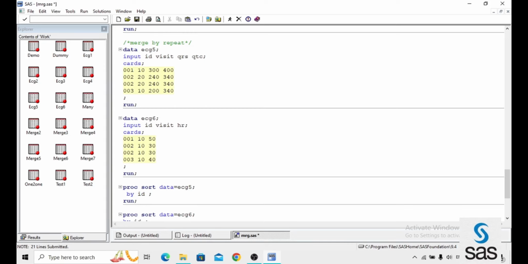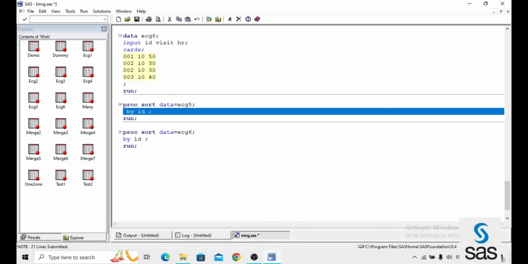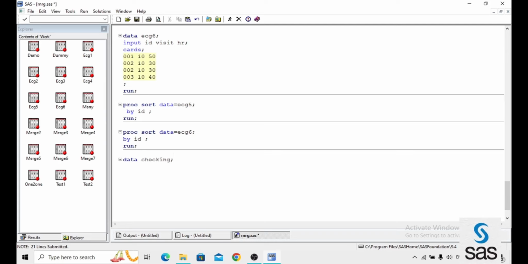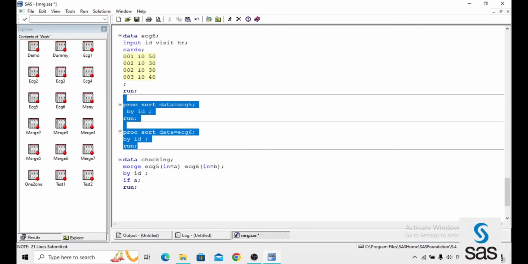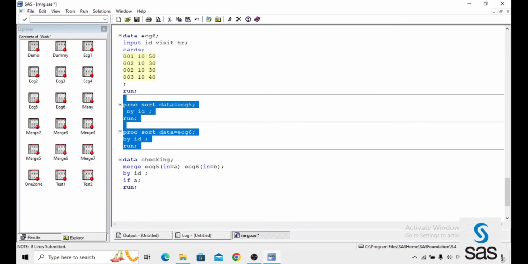Here we have two common variables, but I am taking only one, by ID, and whatever we use in the sorting, that only goes in the merging statement, and enable the data set checking. Merge ECG5 and ECG6, that is IN=A, this is IN=B, by ID, and if A, I am just using if A here, and run. Now first I am running sorting, successful for ECG5 and ECG6. Now I am running this.